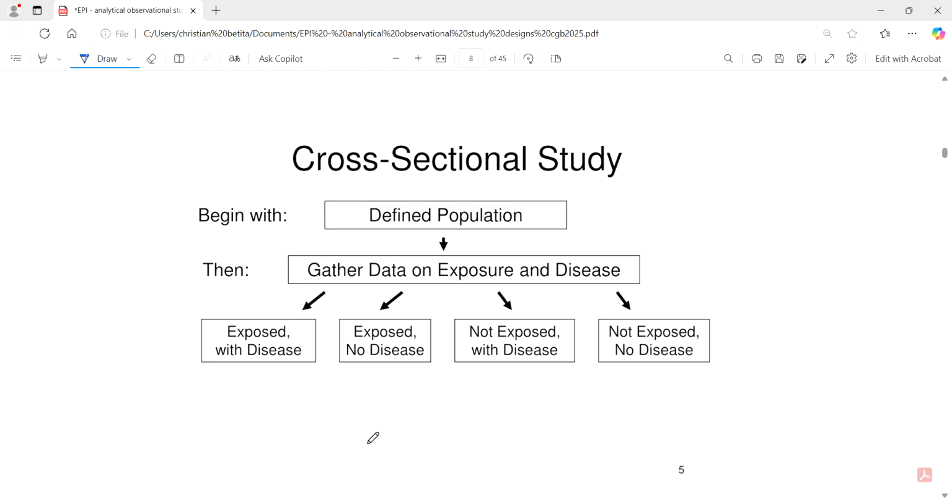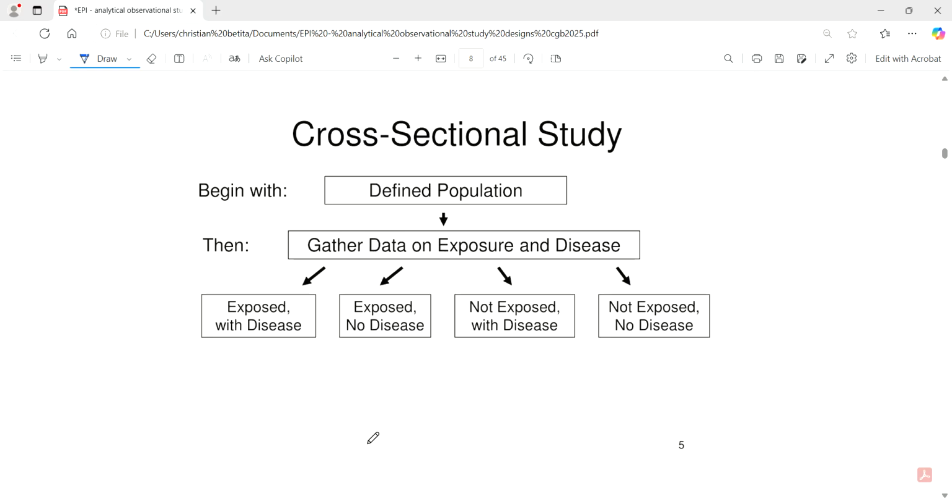This is the general schema of a cross-sectional study. You have a defined population, and the data on exposures and diseases are gathered at a single point in time. Exposures: exposed with disease, exposed without the disease, not exposed with disease, and not exposed without the disease. All of this is collected at a single point in time.